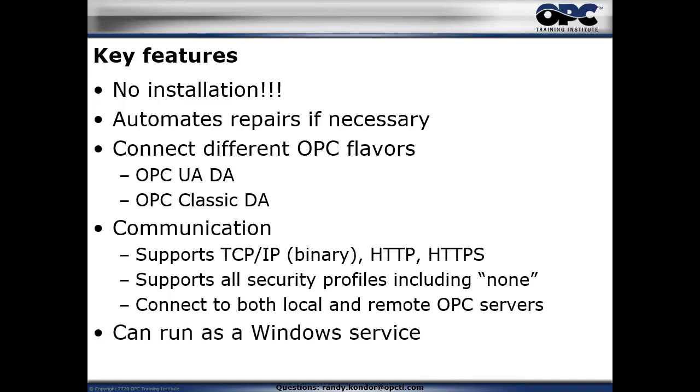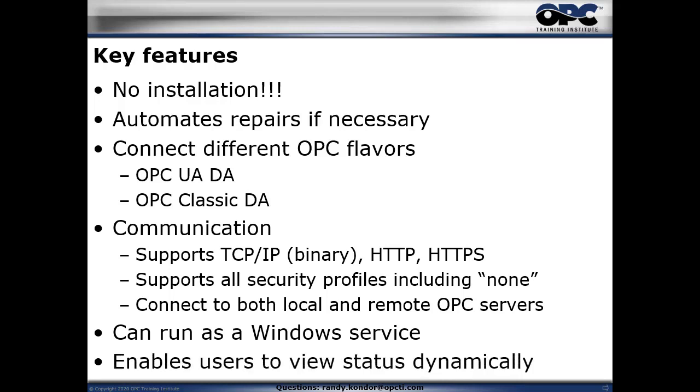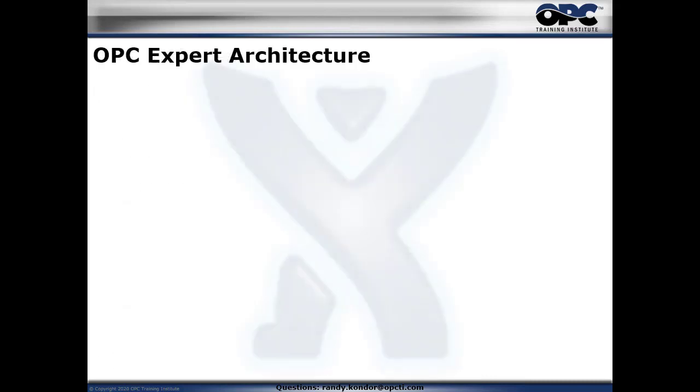Now, of course, we want to run this as a Windows service. Why? Because we want this thing to start up automatically with Windows without having anyone be required to sign on. So it needs to run as a Windows service in order to do that. And the idea is to be able to enable users to view the status of the bridges dynamically and without disturbing the service that's running. So that has to be a separate application. I'll show you how to do that exactly.